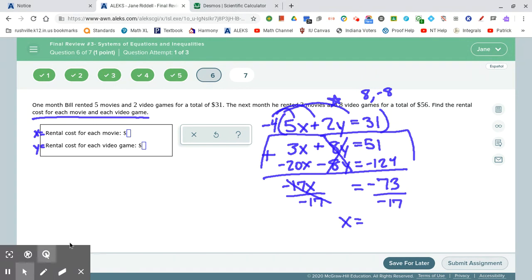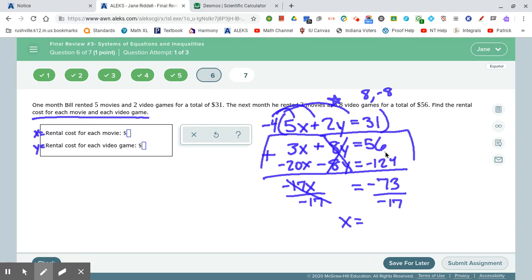So I go back and I check my work, and I have 5x plus 2y equals 31. That's good. I need to get my y's to eliminate, so I multiplied by -4. And so that gave me -20. Okay, that looks good. My second equation was 3 movies, so 3x plus 8 times y. Oh, there's my mistake. I put 51. I should have put 56. So I'm going to go back and change that to be a 56.